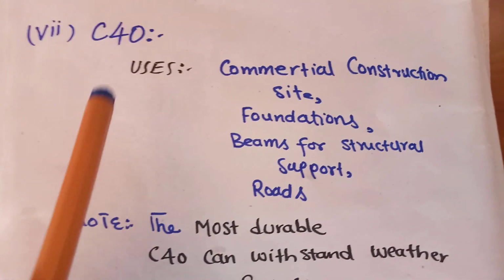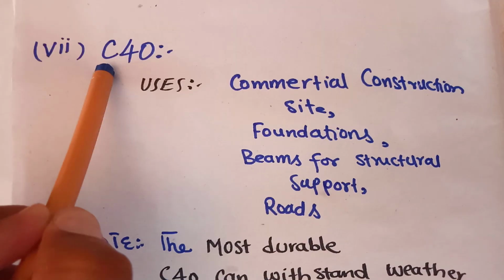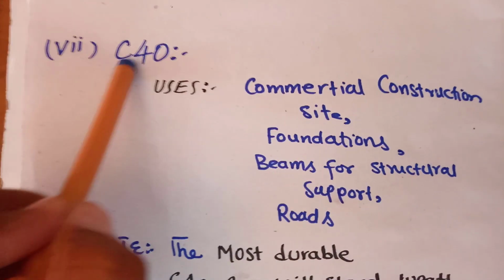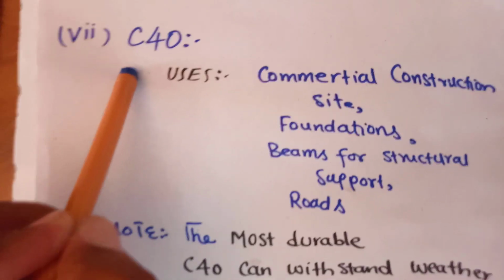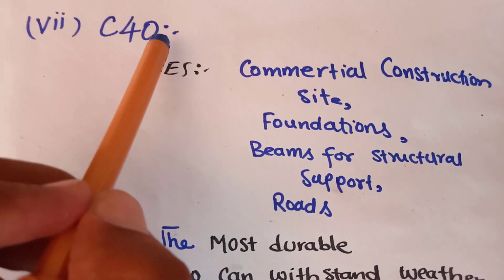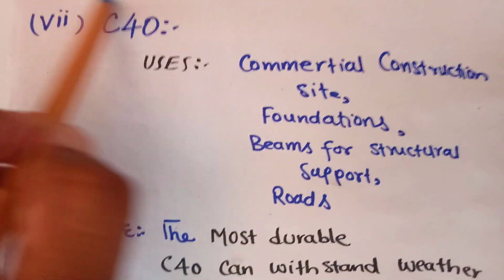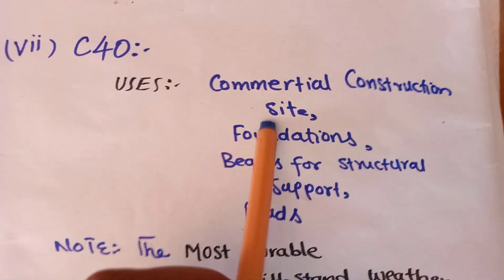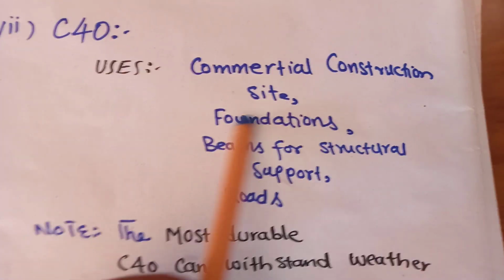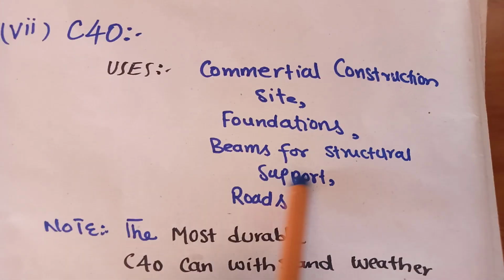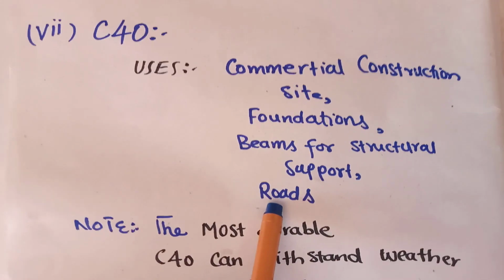not for domestic purpose. So now, dear friends, C40, which is the maximum grade in cylindrical concrete. C is mix ratio of cement, sand and aggregate. 40 is 40 megapascal, the 28-day compressive strength of concrete in cylinder. So we can use it on commercial construction sites, for foundations, for beams, for structural supports and in roads.